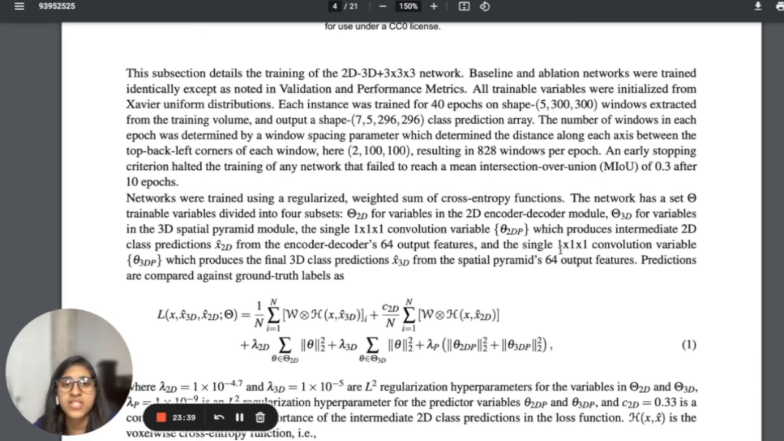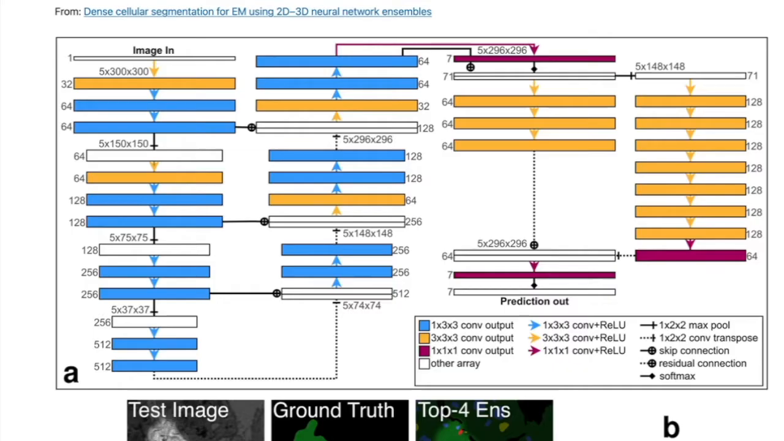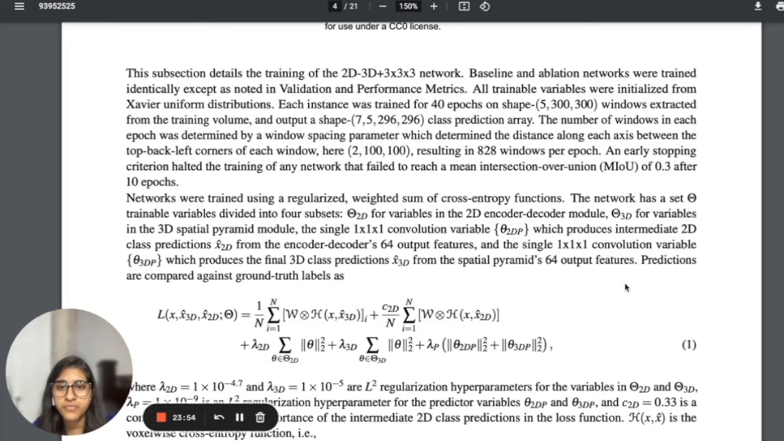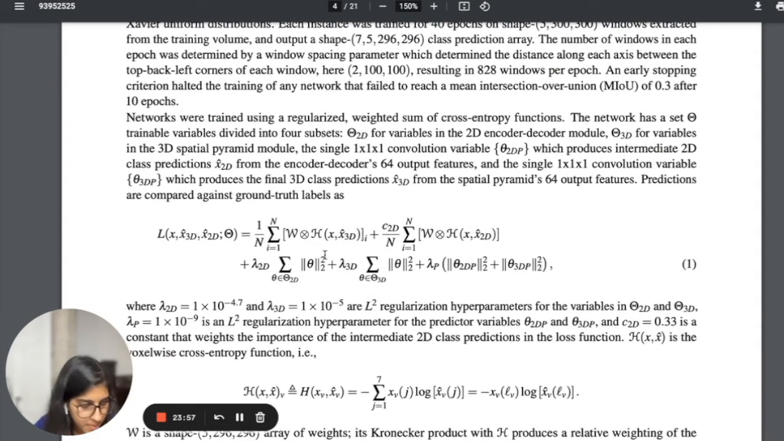what's the other one? Right. And the single 1 by 1 by 1 convolutional variable that produces a final 3D class prediction from the spatial pyramid 64 output features right here. 64 output features that are right here before the 1 by 1 by 1 convolutional. So this is basically showing the relationship between whatever I talked about here and this, except all in formulas.